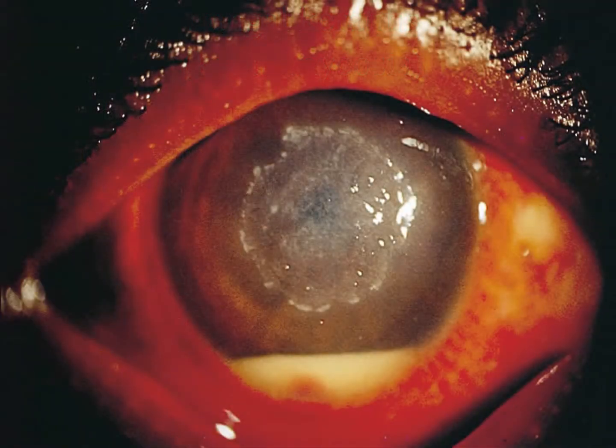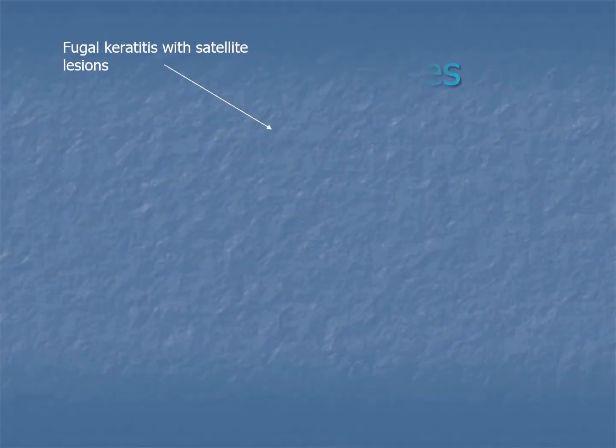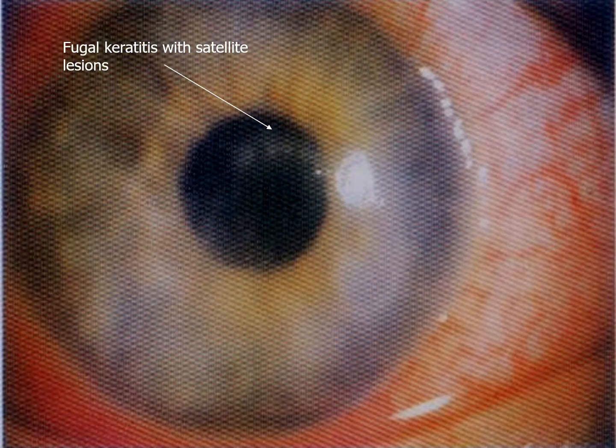In this picture, you can appreciate fungal keratitis involving the superficial portion of the substantia propria along with hypopyon. In this picture, a fungal keratitis with satellite lesions. You can appreciate the main lesion and the satellite lesions, which are a hallmark of fungal keratitis.